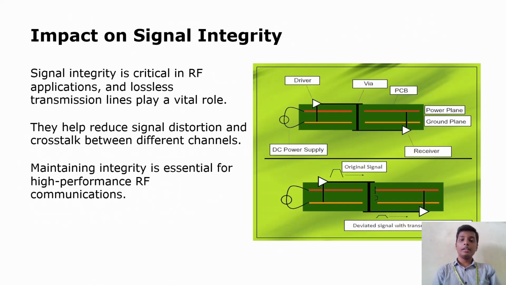Here there is a diagram. We have to show the driver via PCB. Here the signal flows from the driver through the PCB over the plane and ground plane, to the receiver and DC power supply. And the second diagram shows the original signal and the deviated signal with transmission problems.